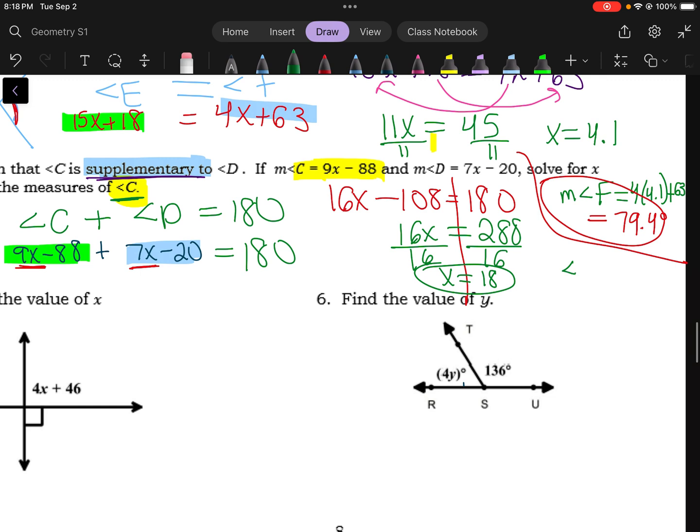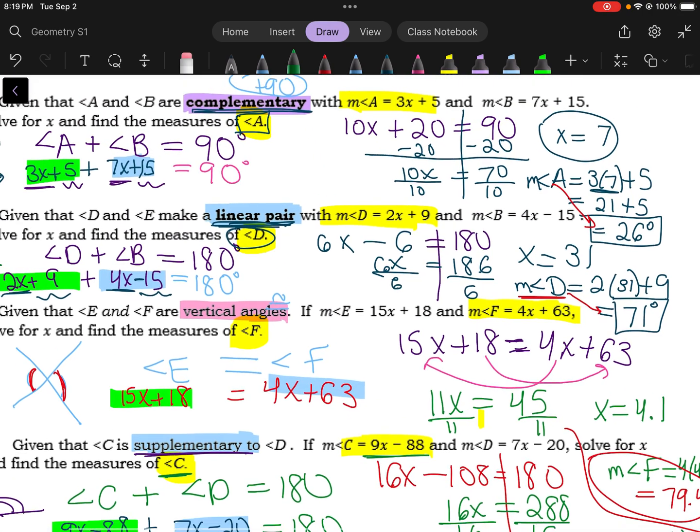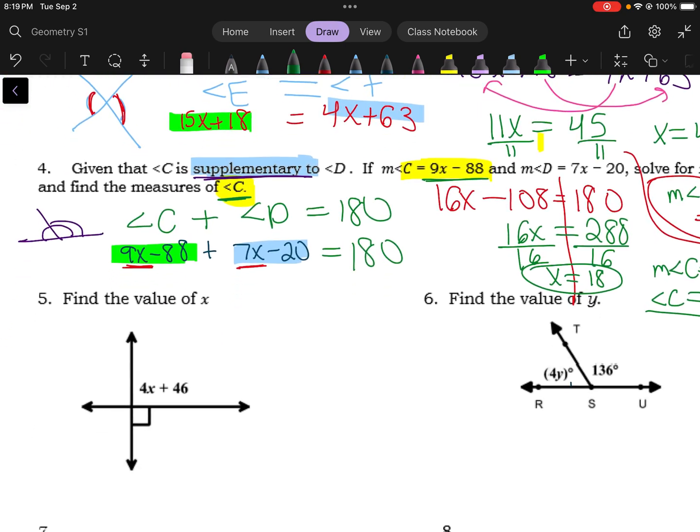Okay, so angle C, 9 times 18 minus 88. So practicing putting this in your calculator yourself, make sure you know the steps. So I'm going to multiply, then subtract, and I should get 74 as my angle. Okay, so those are based on words. So complementary, linear pair, vertical angles, and supplementary.